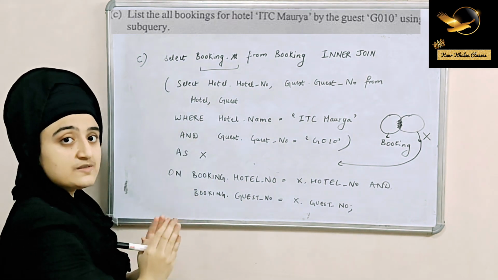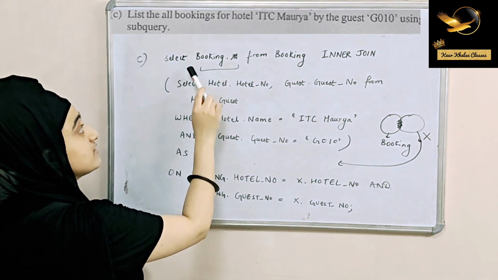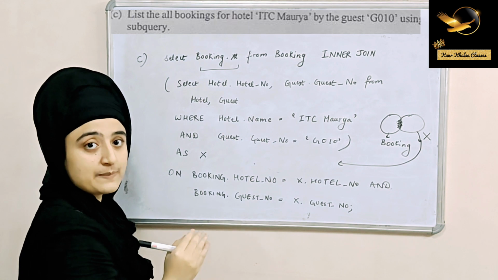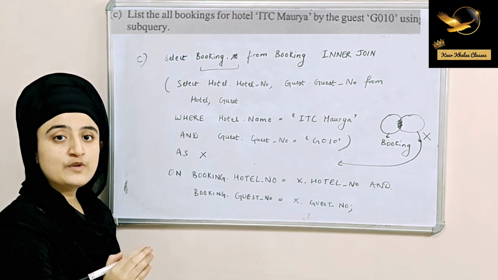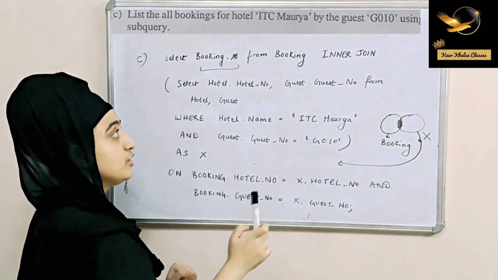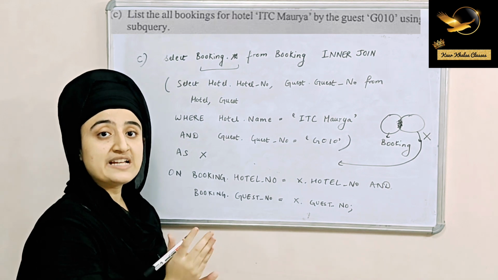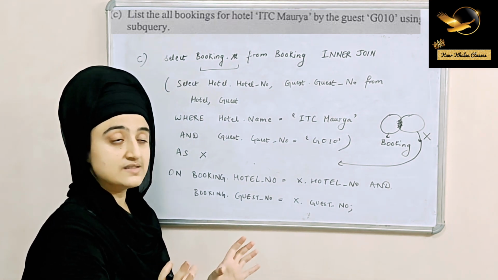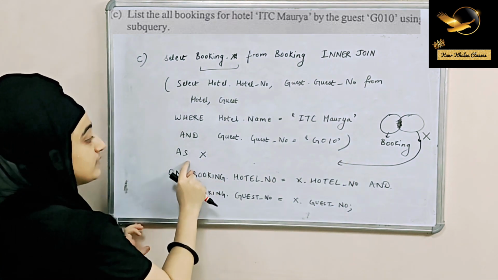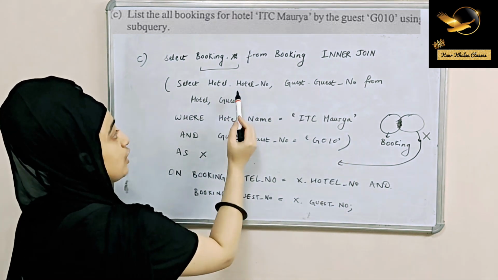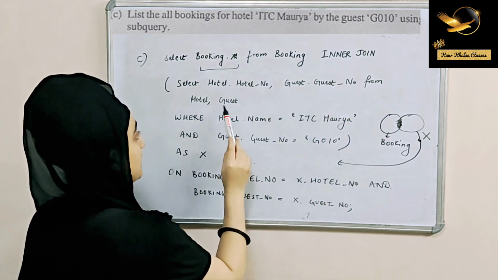So in the question it is mentioned that we have to list all the bookings. So that's why we are using select booking dot star. That means that all the bookings from the booking table will be displayed, but we have to apply a few conditions there. So that's why we are using inner join, meaning we want the result as the intersection of two things. One is this booking dot star and second one is this X. And what is this X? X is hotel dot hotel number, guest dot guest number from hotel and guest.